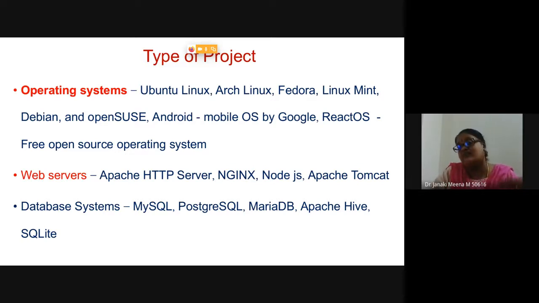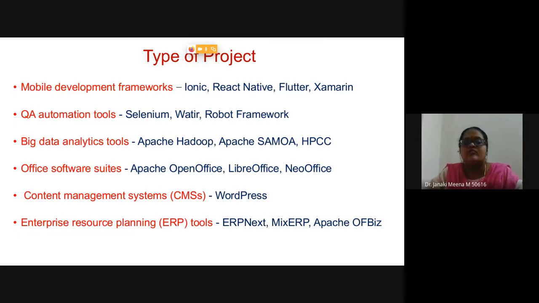Apache Hive is there. Hive is for big data. When you are going to use Hadoop, you'll be relying on Hive and so on. SQLite is a very light database. And mobile frameworks, you have Ionic, React Native, and Flutter. These are all different. See, everywhere we have open source tools. For QA, quality assurance automation tools, we have got Selenium, Flutter, Robot Framework. Big Data Analytics, Hadoop.